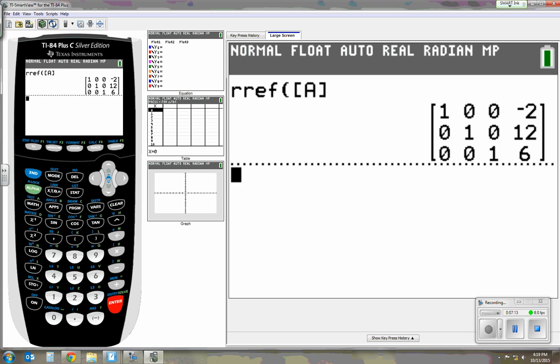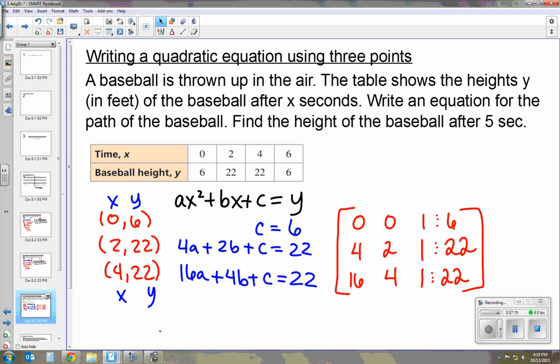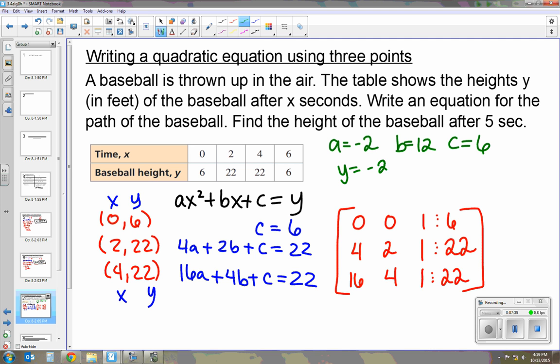So negative 2, 12, and 6 is our A, B, and C. So I'm going to write that down. Our A is negative 2, our B is 12, and my C is 6. So now we can plug this into the equation, and we've got our function. So we have y equals negative 2x squared plus 12x plus 6. Okay, so that is our equation.